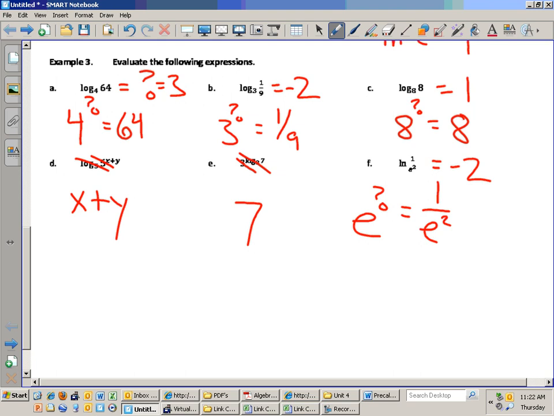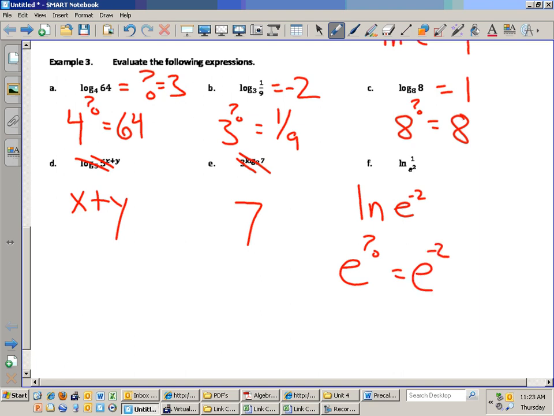Whitney, you had a question? This part? Let me change it. Would you agree that I could rewrite 1 over e squared as e to the -2? So then this problem can change. This problem could read the natural log of e to the -2. You're saying that those are the same expressions, right? So that means e to what power equals e to the -2? -2. Does that help?